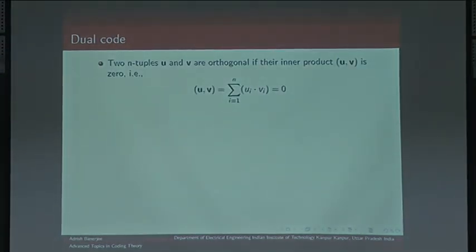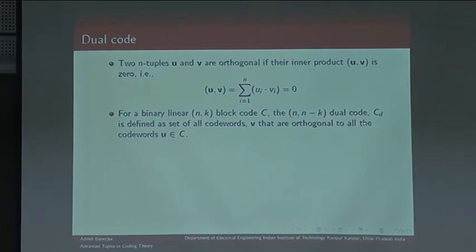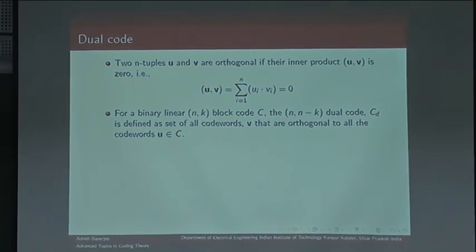So, we say two n tuples u and v are orthogonal if their inner product is 0. And how do we compute this inner product? So, basically component wise we take the dot product, and that should be 0. Now, for a linear (n,k) block code, we say there exists a dual code with the parameter (n, n minus k). So, number of information bits in the original code is k, in the dual code it is n minus k. So, how are these code words defined?